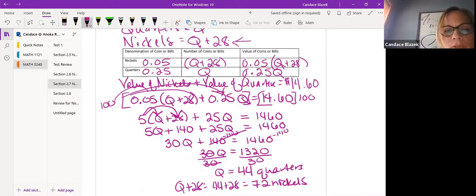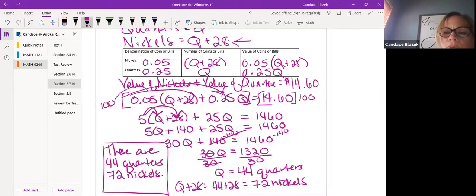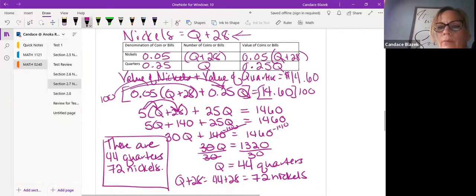All right, so I'm going to express my answer right here. There are 44 quarters and, I'm sorry, 72 nickels. And our total value is 1460, and that's exactly what it equals if you were to check. Okay, let's do one more example, and then we're going to take a break.